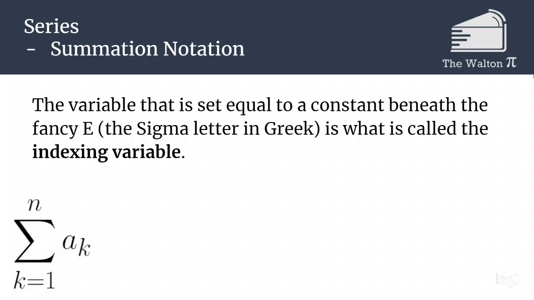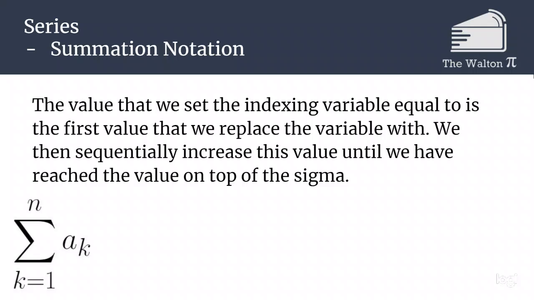So the variable that is set equal to a constant beneath the sigma, that's what's called the indexing variable. So that's this k down here. Notice that the k also shows up in the a sub k after the sum. So this is saying what are we adding up? And we are indexing it by saying that we are starting at a certain value and going to some other values. Now, those different values that we are setting the indexing variable equal to, well, the first is k equals 1. That's the first value that we replace the variable with.